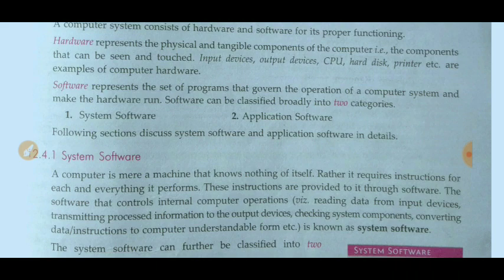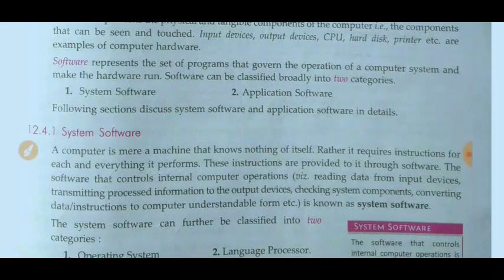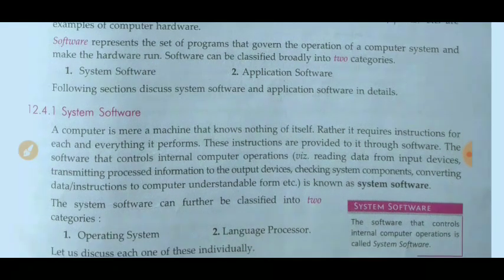Is it clear? The software can be classified into two categories. We have two different kinds of software. One is system software, the second one is application software. Now first, system software. System software is software which directly deals with the computer system. Means software which directly deals with the hardware of the system is known as system software. This kind of software controls the internal computer operations, like taking values from the secondary storage to the primary memory. So system software is helpful to control the internal working of the computer system.